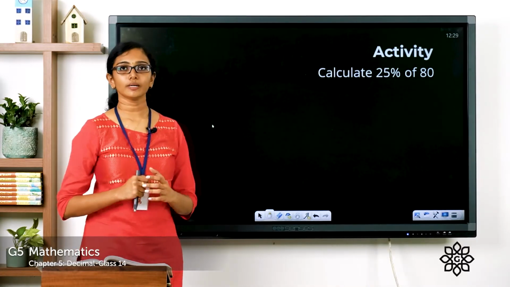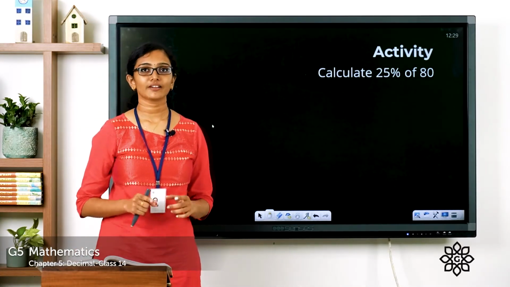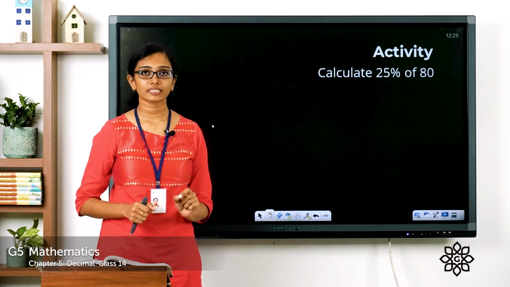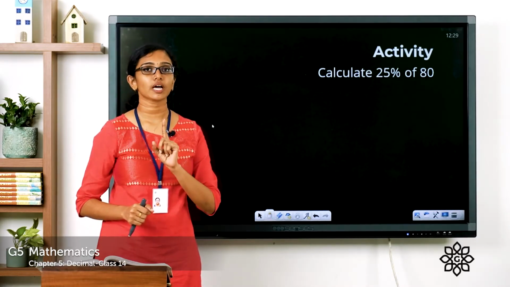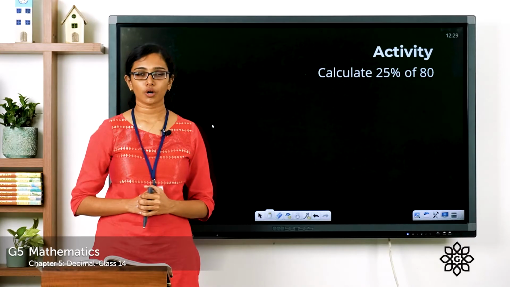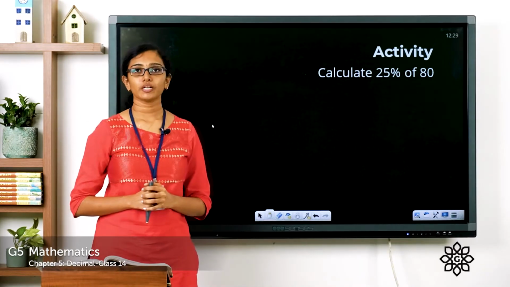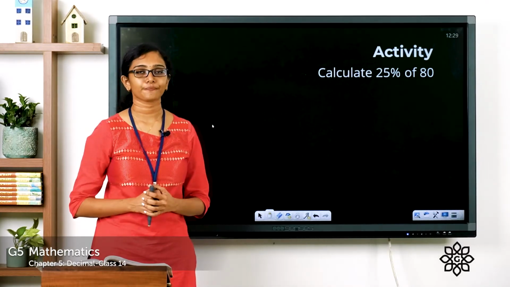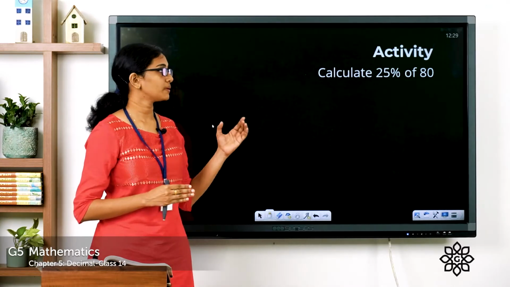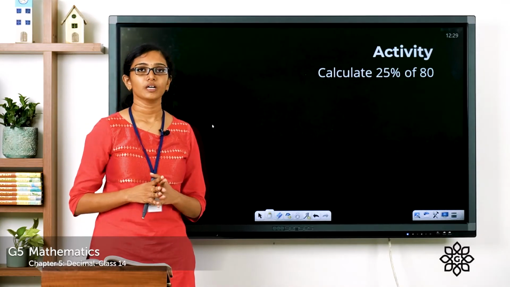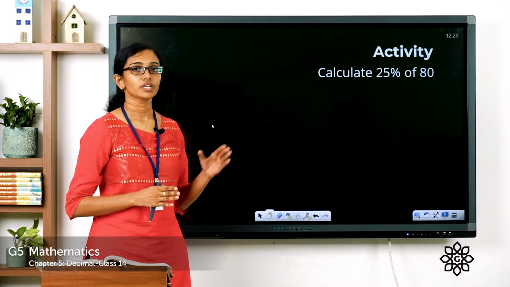Now, we'll do one activity. All of you please take your maths notebook, put today's date, write the heading percentage and note down this question in your notebook. Calculate 25% of 80. How do we find out the percent of something? Let's see how we can work this out.